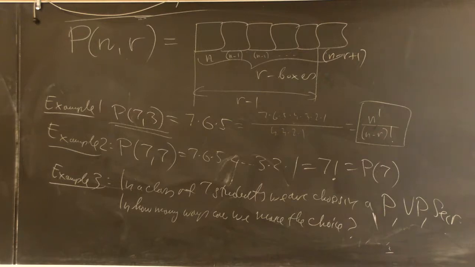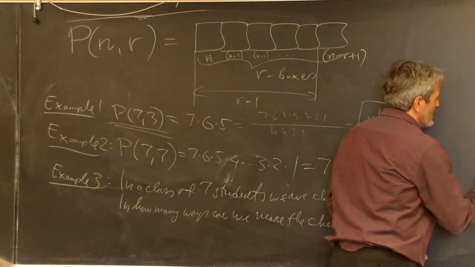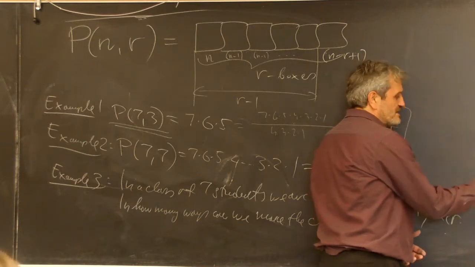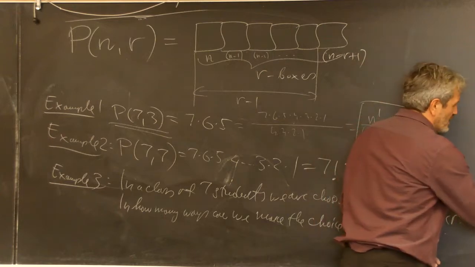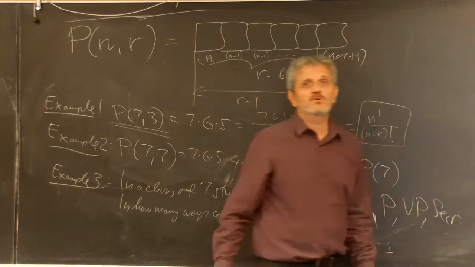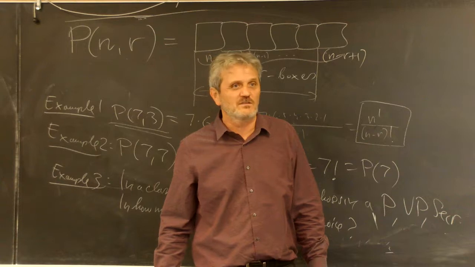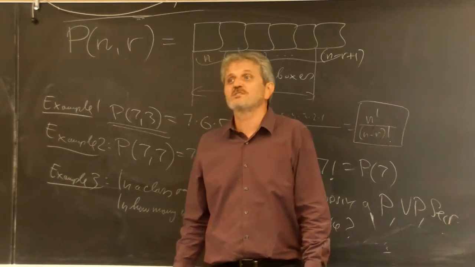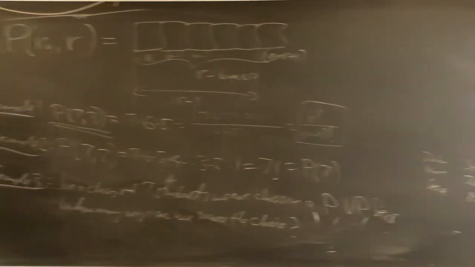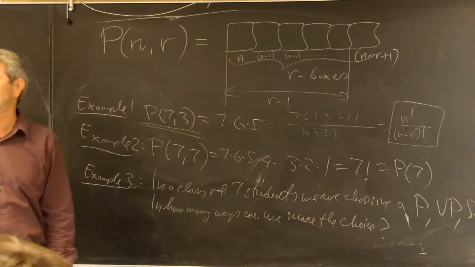Because when I say John, Mary, and so on, it matters how they are appointed during that choice. Is that clear? And when that happens, then we call the P7.3 formula.